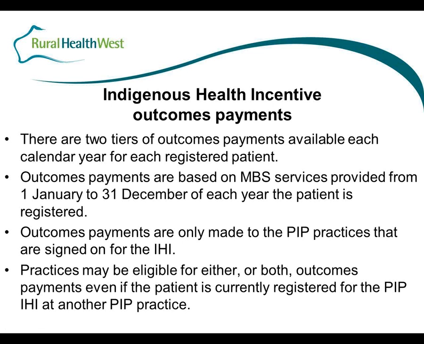There are 2 tiers of outcomes payments available each calendar year for each registered patient. Outcomes payments are based on Medicare Benefits Schedule services provided from 1 January to 31st of December of each year the patient is registered. Outcomes payments are only made to the PIP practices that are signed on for the IHI. Practices may be eligible for either or both outcomes payment even if the patient is currently registered for the PIP-IHI at another PIP practice.